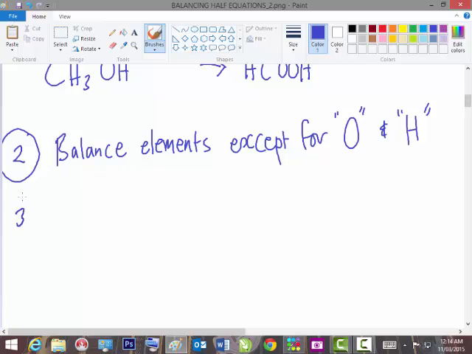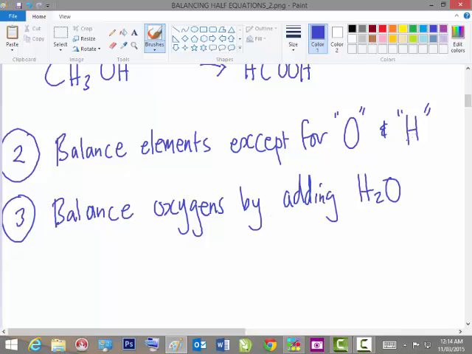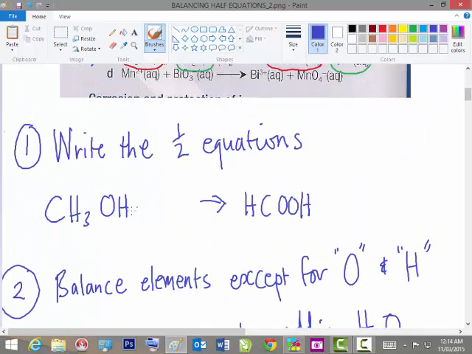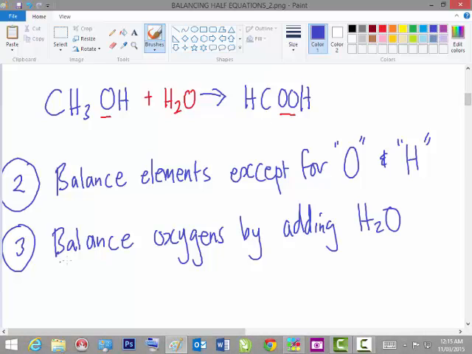Okay, the third step is to balance oxygens by adding H2O, water. On the left hand side we have one oxygen, and on the right hand side we have two oxygens. So on the left hand side we need one water because water only has one oxygen. So that's balanced. The oxygens are balanced.